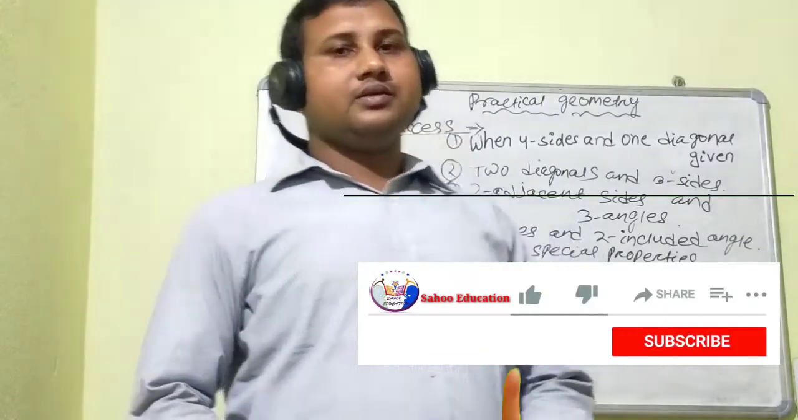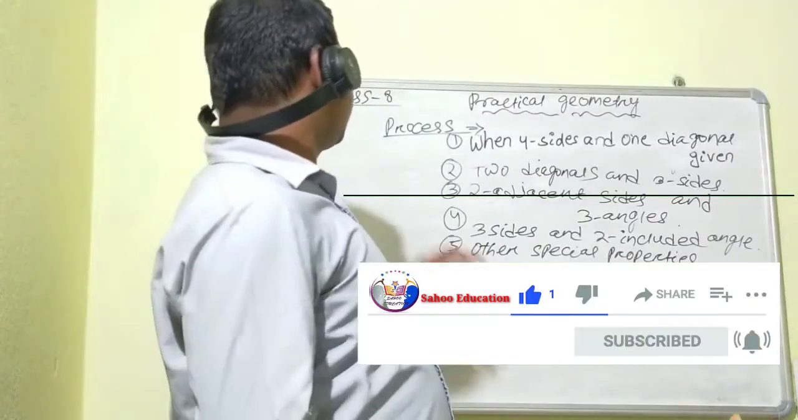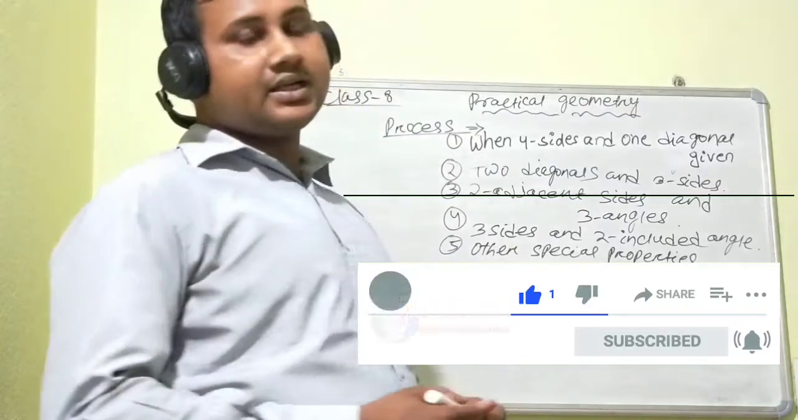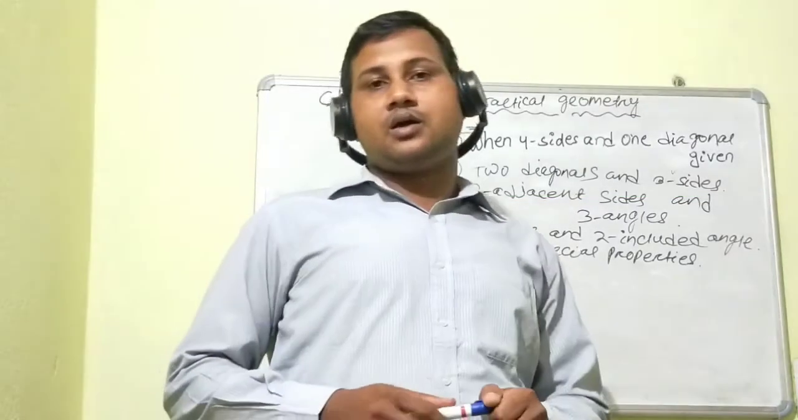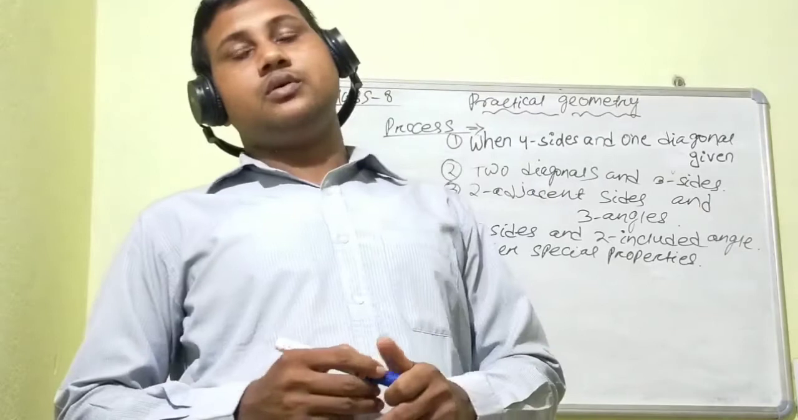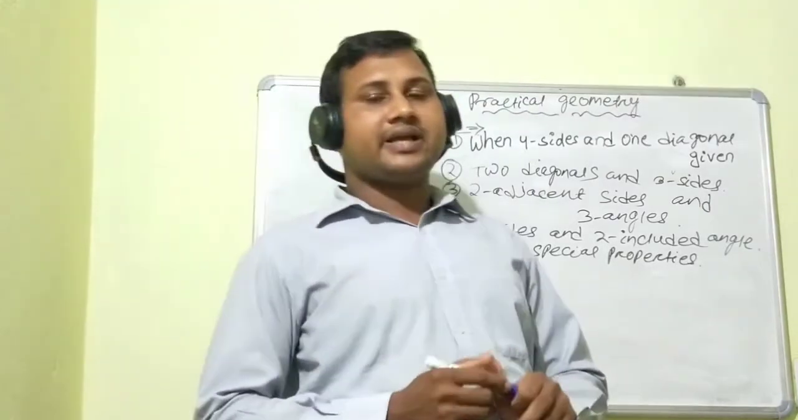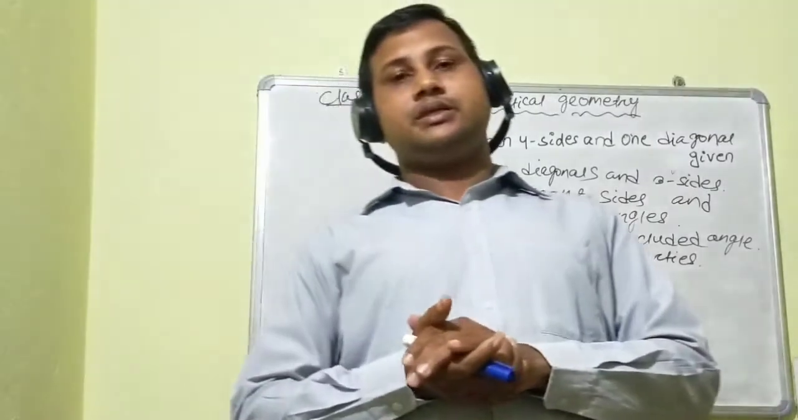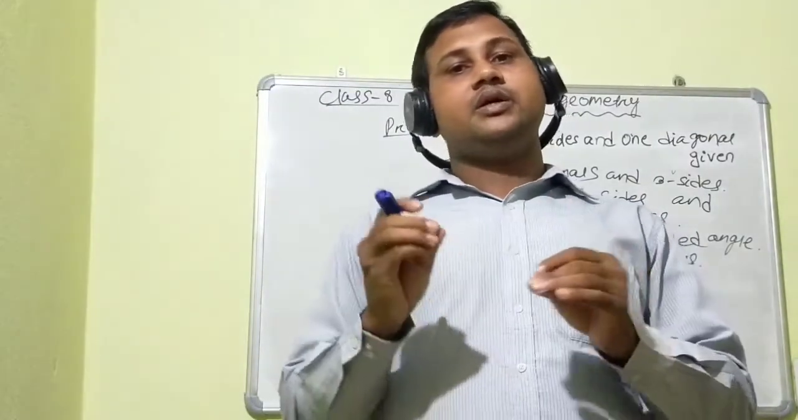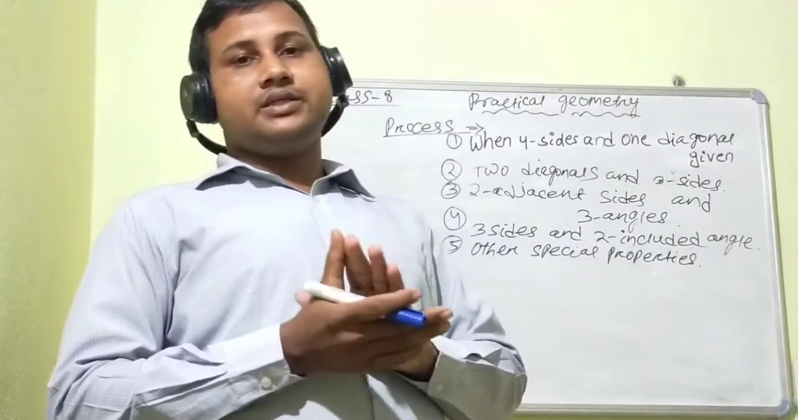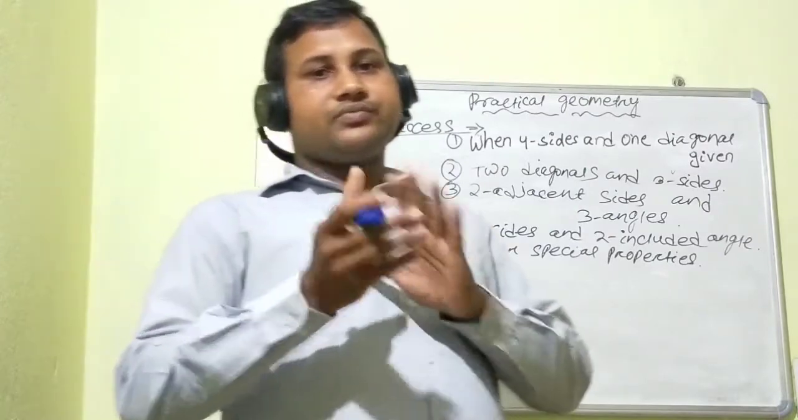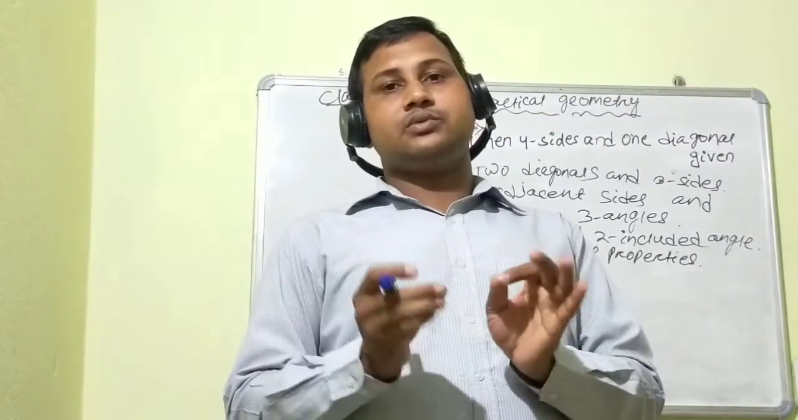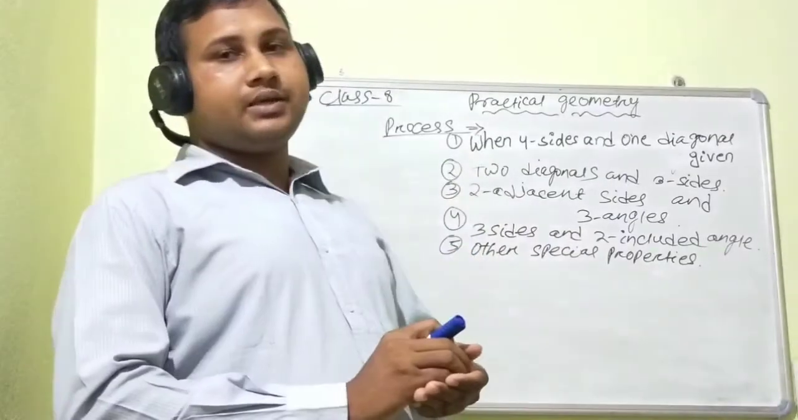Hello everyone. Today we will discuss class 8 practical geometry. Earlier you learned about the construction of a triangle. For that, three elements are needed. You know a triangle has three sides and three angles. Out of the six elements, we need a minimum of three elements.